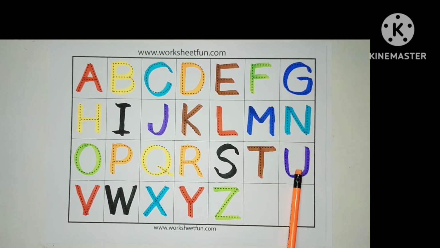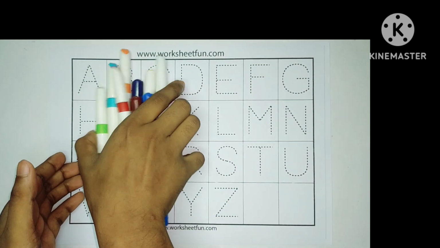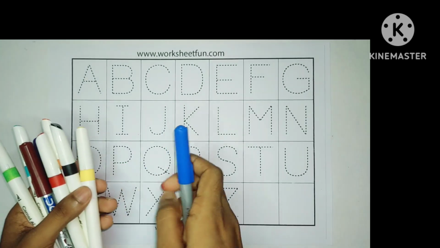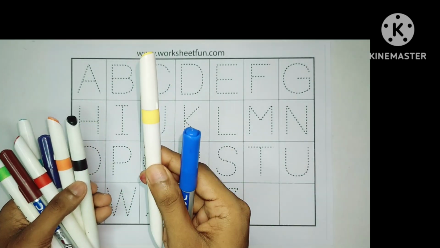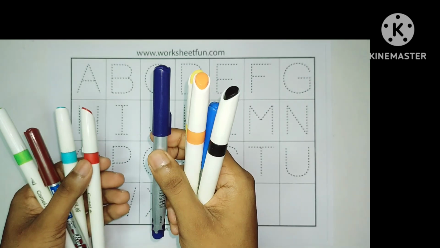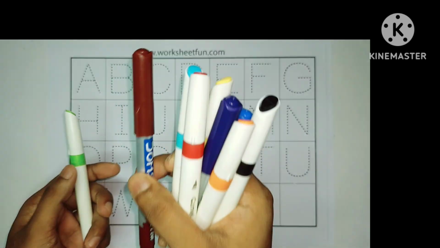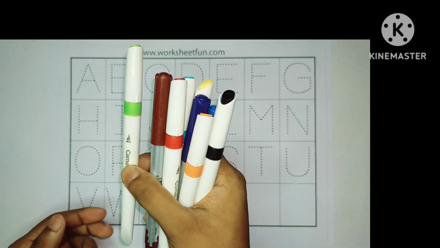U for utensil, V for volcano, W for white, X for X-rocks, Y for youth, Z for zipper. Hello. Okay. Let's learn some color. Blue color, yellow color, black color, orange color, violet color, red color, sky blue color, brown color और लास्ट में green color.